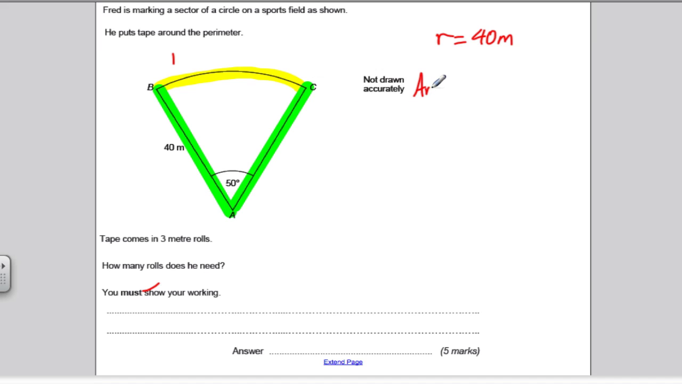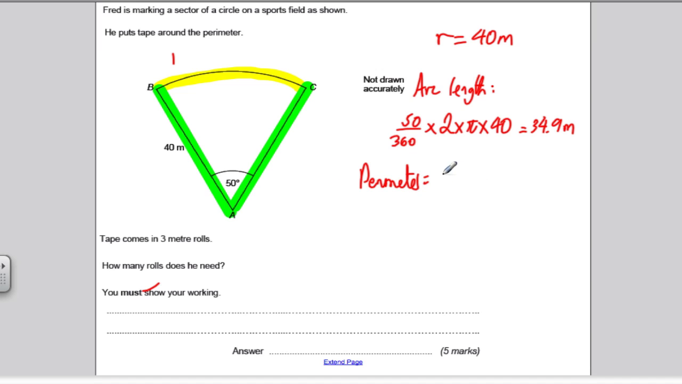So let's work out the arc length first of all. Well, we have 50 out of 360 of the circle, and we're going to multiply that by the circumference of a whole circle, which is 2 pi r, so 2 times pi times 40. We tap that into the calculator, and you get 34.9 meters.